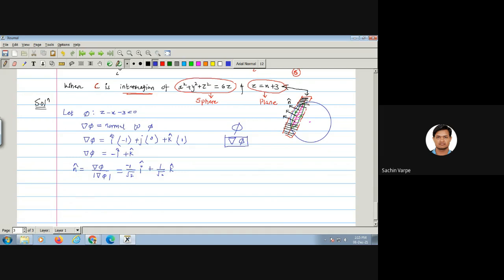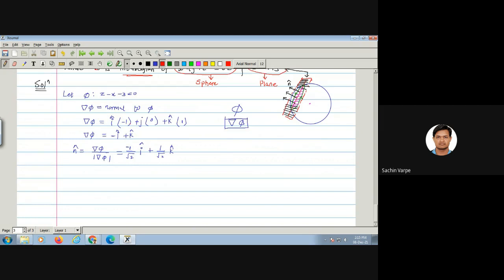Using del phi. So that is why we have called that plane phi. We have calculated its del phi, and we have calculated its unit normal vector, that is del phi upon mod of del phi. Is this clear, Chaitanya? Yes, sir. So this is how we can get the normal vector to phi.